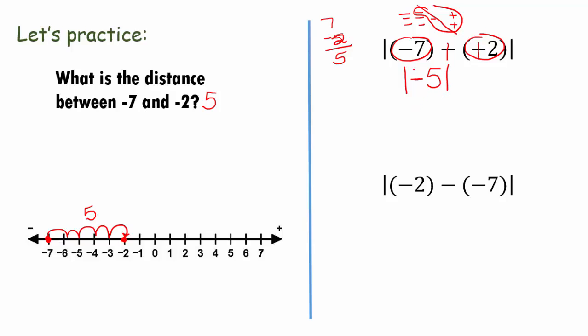What's the absolute value of a -5? Absolute value is just your distance from 0. How far is -5 from 0? 5 units. We can take that absolute value, try it the other way.